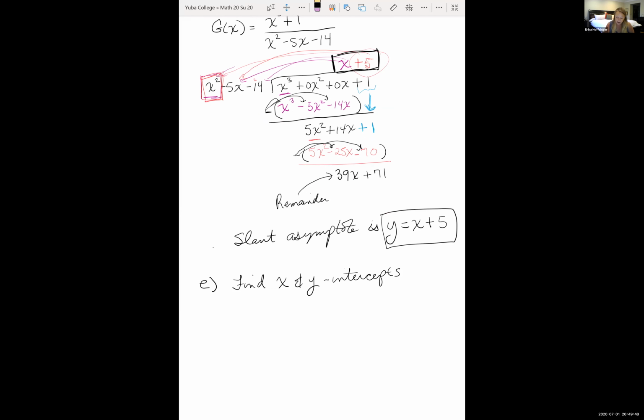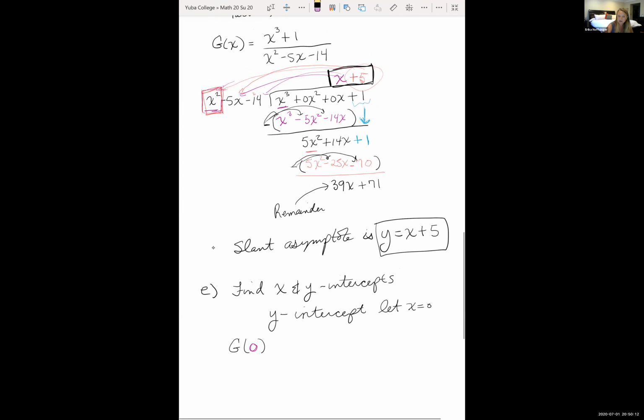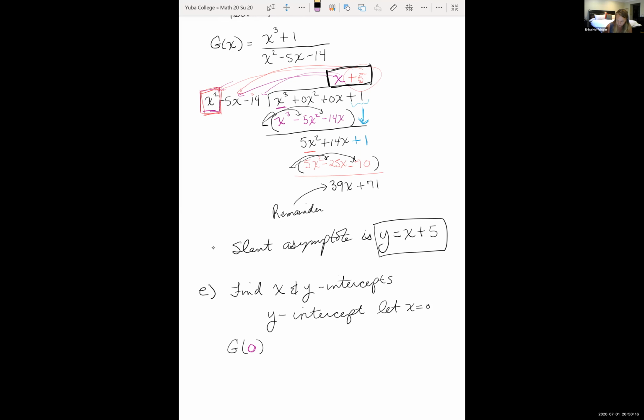Okay, so notice that our y-intercept is when we let x equals 0. And so let's plug in 0 wherever we see an x. We're going back into our original equation, g of x, which was x cubed plus 1 over x squared minus 5x minus 14. So let's just put a parentheses wherever we see an x: parentheses cubed, plus 1, all over parentheses squared, minus 5 parentheses, minus 14.